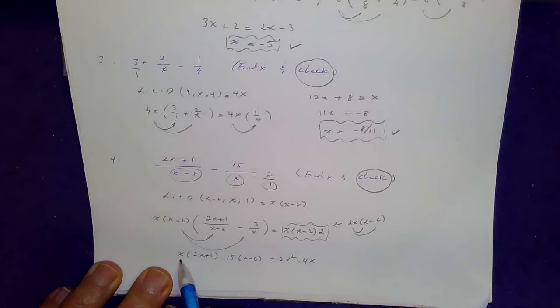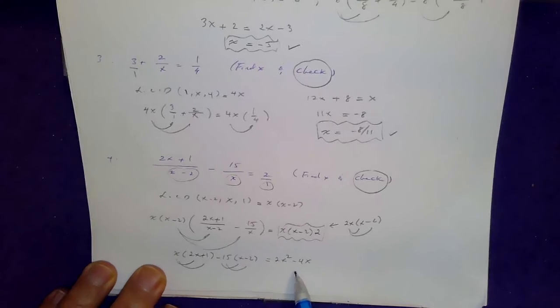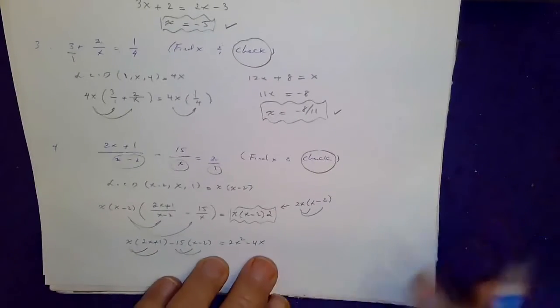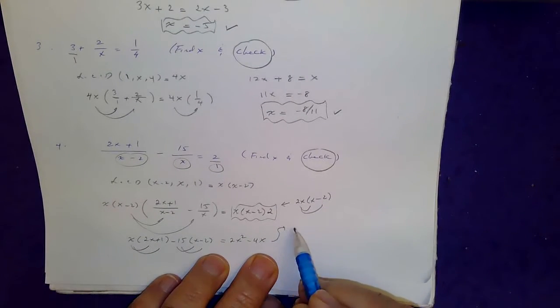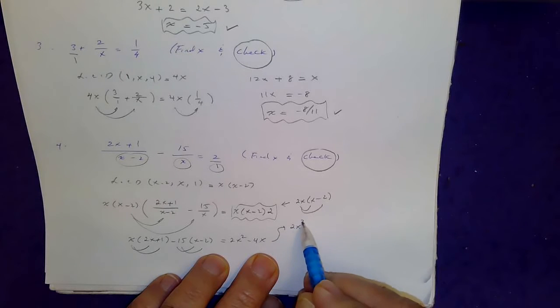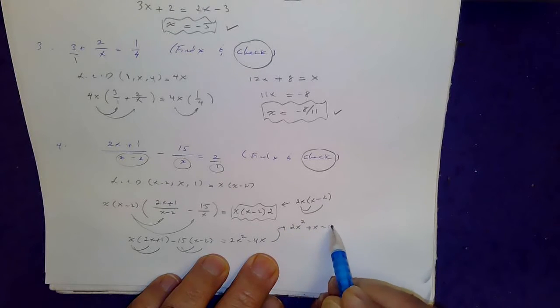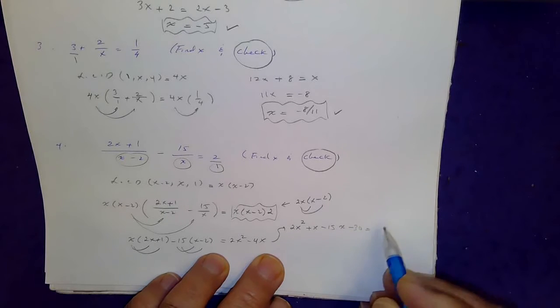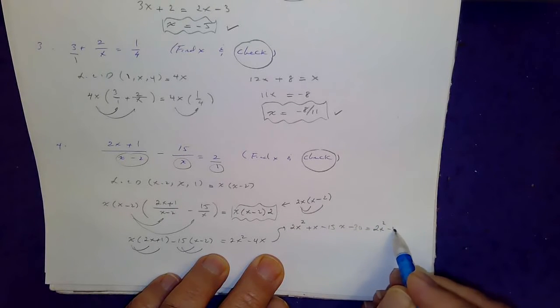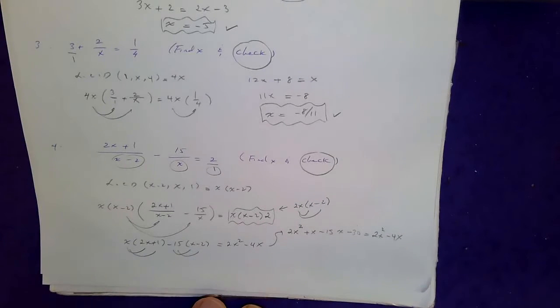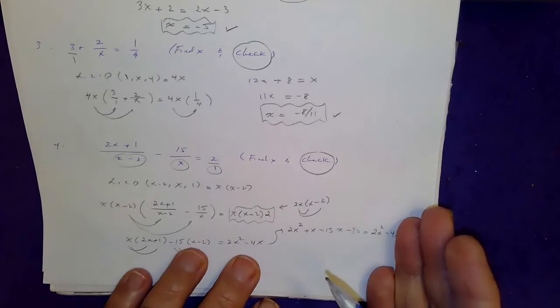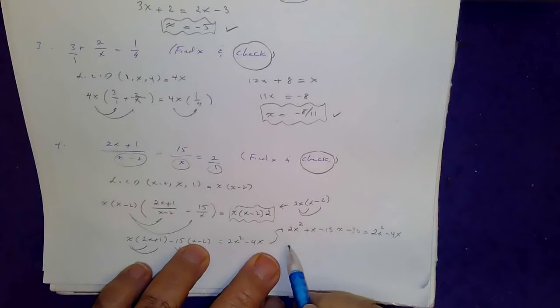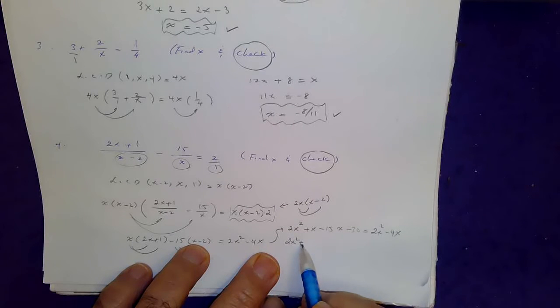So now you need to distribute the x, the negative 15, and the right side has no parentheses, as you can tell. So what do I have? 2x squared plus x minus 15x minus 30 equals 2x squared minus 4x. If you remove everything to one side and put the equation in what?